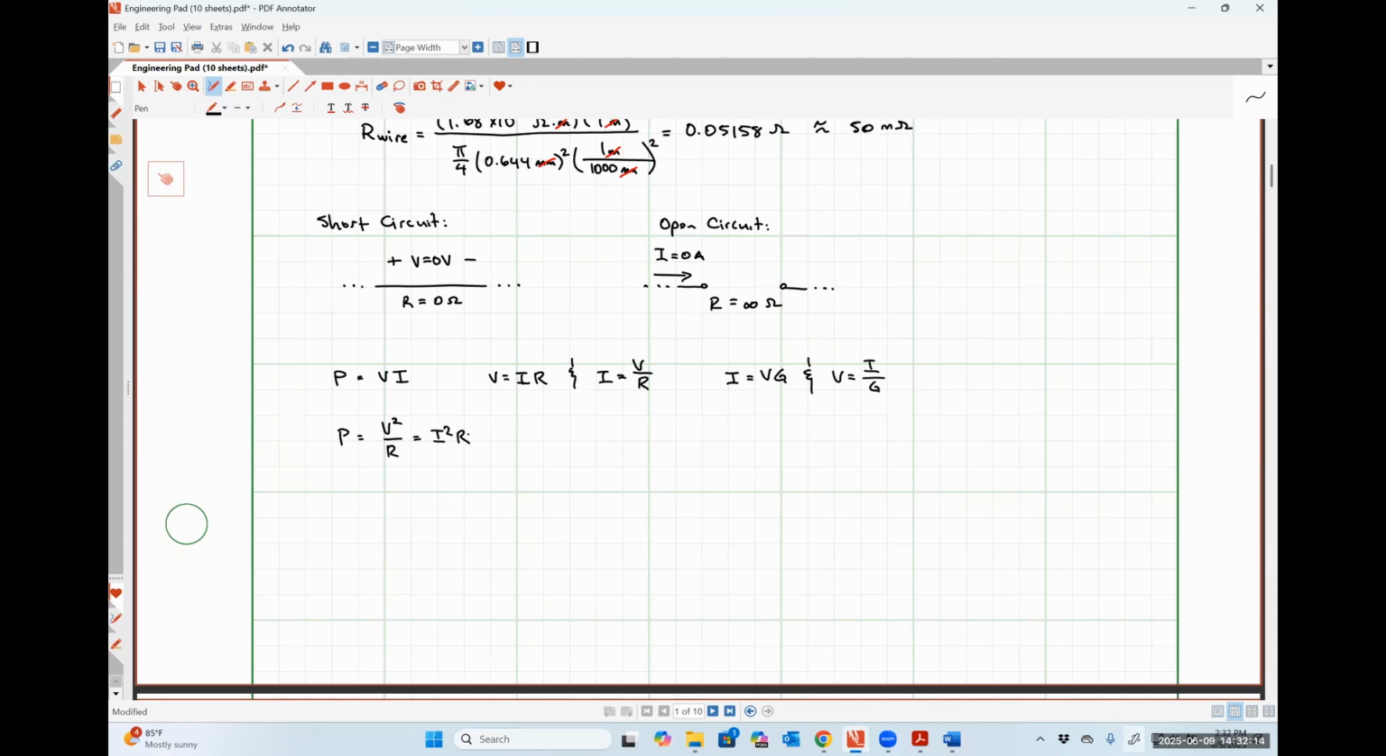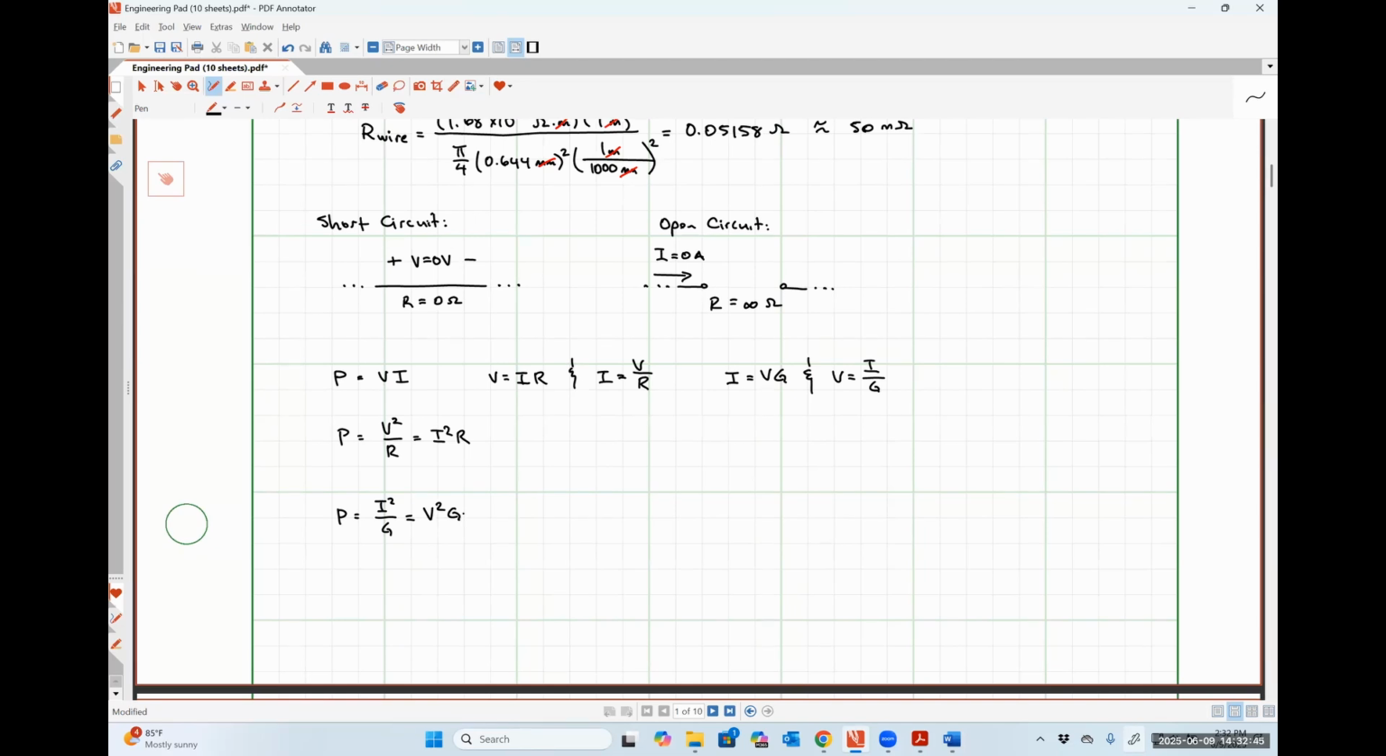And then in terms of conductance, we would have P is equal to I squared over G, which is equal to V squared times G. Legitimately, I don't expect you guys to have to use those conductance relationships practically ever. I just want to make sure that I covered them just in case they do pop up in your web work, because I didn't write those and it's been a minute since I've worked them.